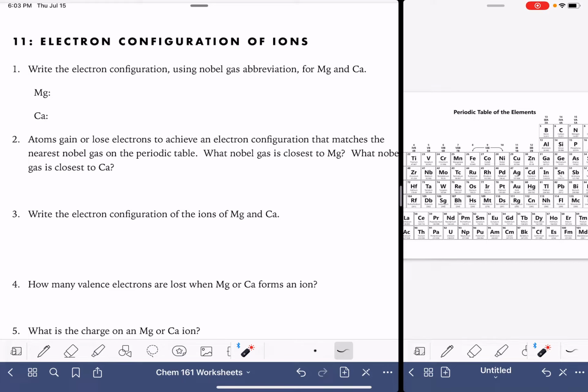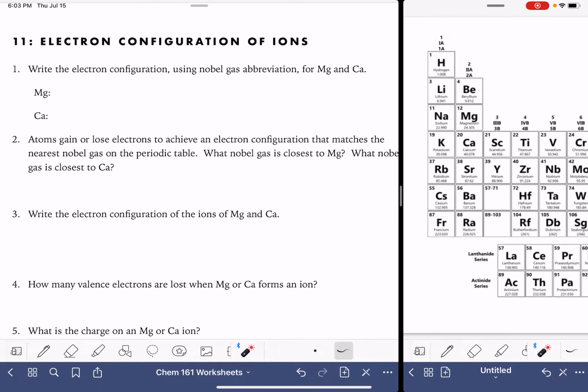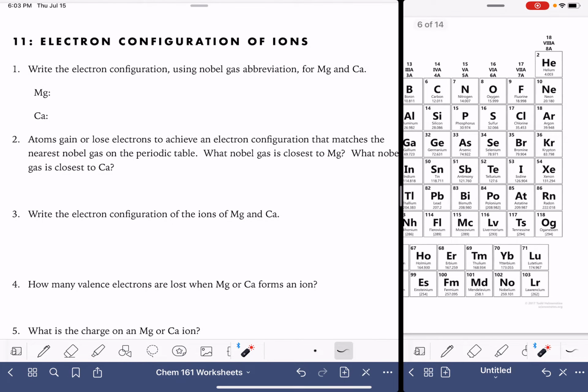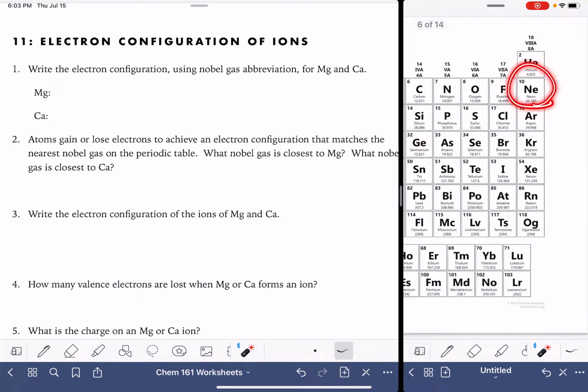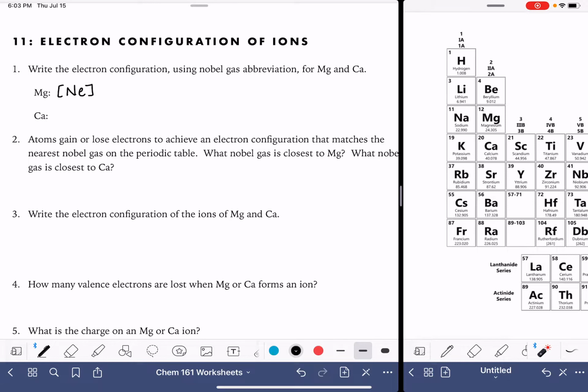This worksheet is going to focus on electron configuration of ions and just ions in general. We're going to start by writing the electron configurations using noble gas abbreviation for atoms, not ions, magnesium and calcium. So using the noble gas abbreviation for magnesium, which is element 12, we want to go backwards in the periodic table to the prior noble gas, which is neon. And we'll begin by writing the formula for neon in the square brackets. And then from there, we are going to pick up the electron configuration.